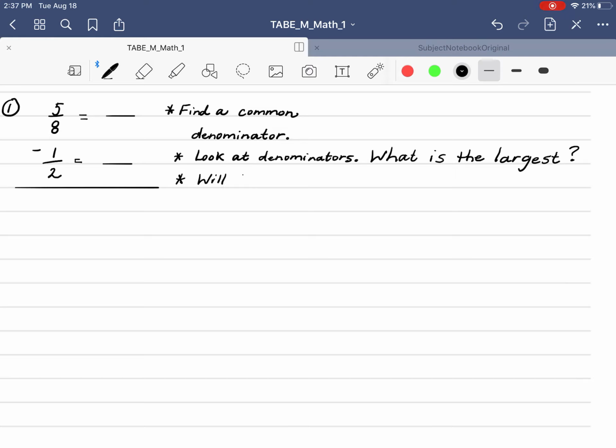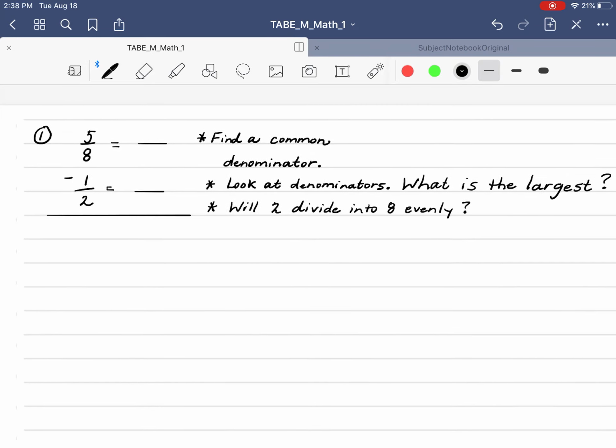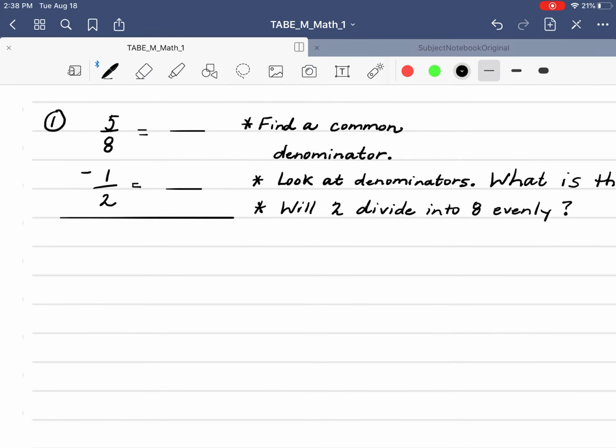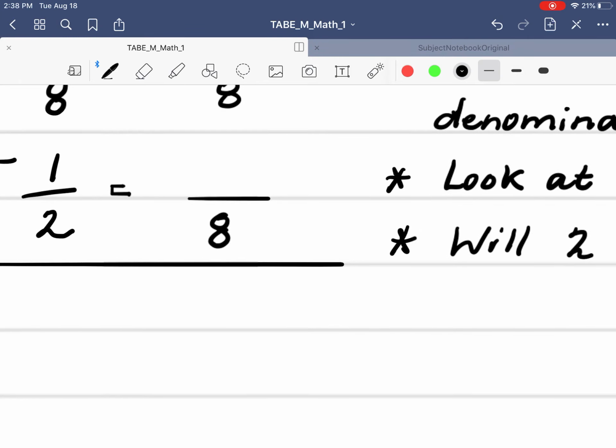It's an 8. And so ask yourself, will the 2 divide into 8 evenly? And it will. So 8 is your common denominator. 8 is the one that we're going to use here. So I'll put an 8 down here. The top fraction is already 8ths. So I just bring that 5/8 over.